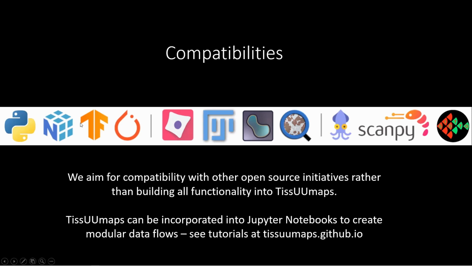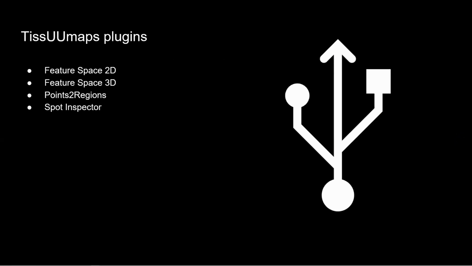And then I wanted to discuss also plugins and show you some examples of the plugins we already have in TissUUmaps. Like the feature space plugin, or converting in-situ sequencing points into clustered regions, or doing quality control on in-situ sequencing.